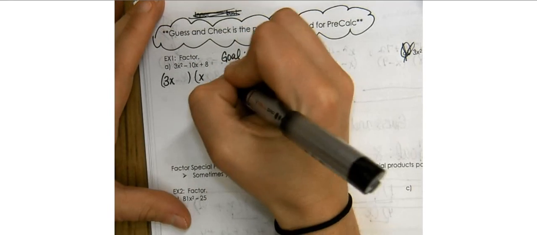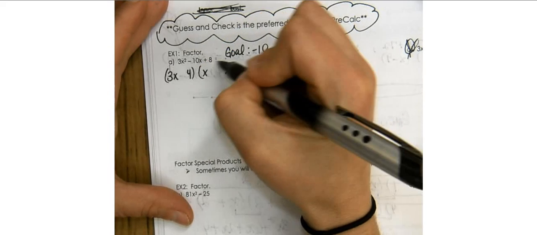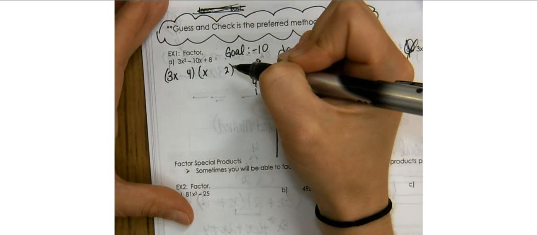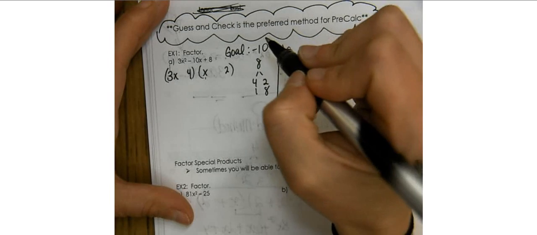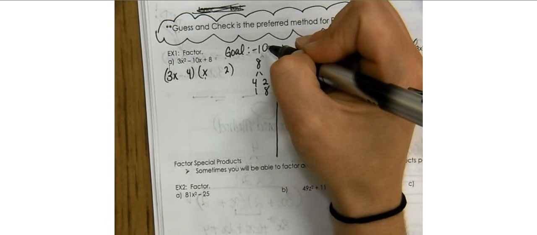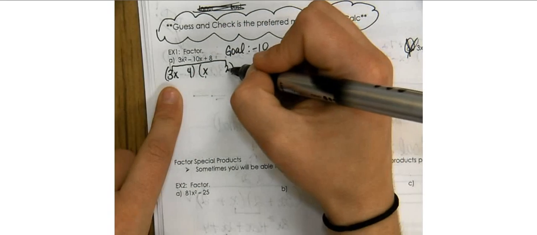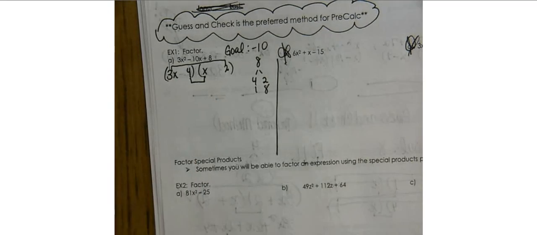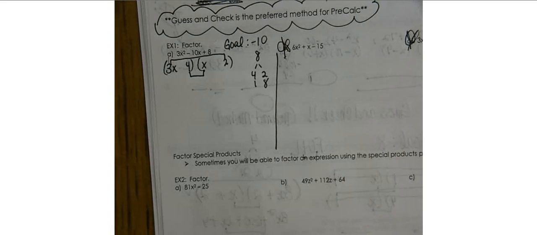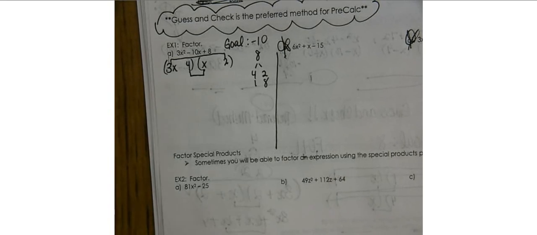So I'm going to work with the OI, and I'll put 4 right here and a 2 right here. So 3 times 2 is 6, and 4 times x is 4x, and I want to get a negative 10, so I have to be kind of strategic about that. Maybe that'll work. So what I did here is I had 3x times 2 equals 6x, and 4 times x equals 4x. So 6 plus 4 is 10, but I want a negative 10. So what if this was negative 6 and a negative 4?